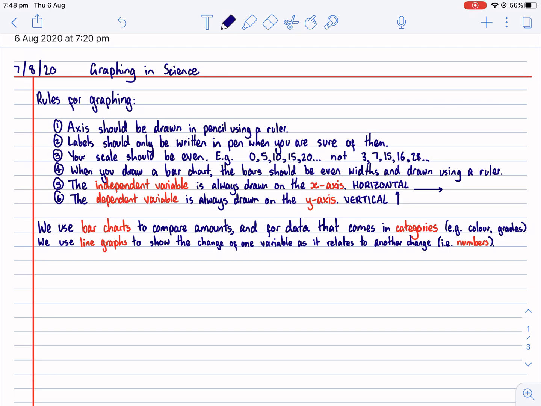We use bar charts to compare amounts and for data that comes in categories, and we use line graphs to show the change of one variable as it relates to another change.